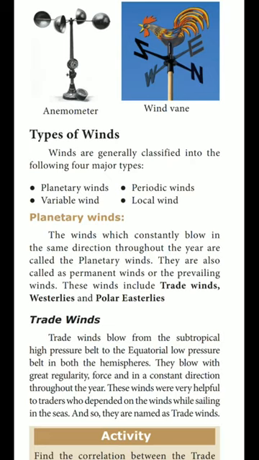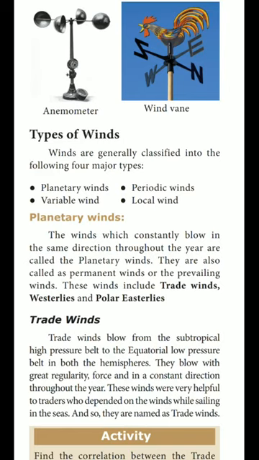What is another name for this planetary wind? It is the permanent wind or the prevailing wind. What do you mean by planetary wind? The winds which constantly blow in the same direction throughout the year are called the planetary winds. Why is it considered a permanent wind? Because throughout the year it is blowing in the same direction. Because of that only it is named permanent wind. These winds include trade winds, westerlies and polar easterlies.